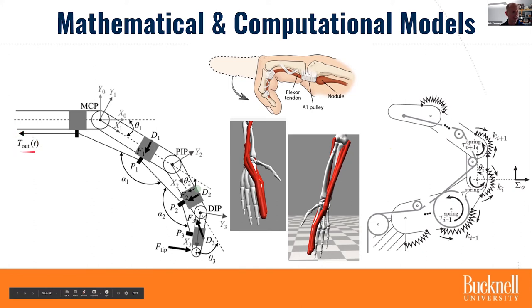Where it says T out here, this would actually be the tension provided by the muscle. As the muscle pulls through here and is attached all the way to this digit, how much force does the muscle need to generate in order to cause that hand to grasp closed?